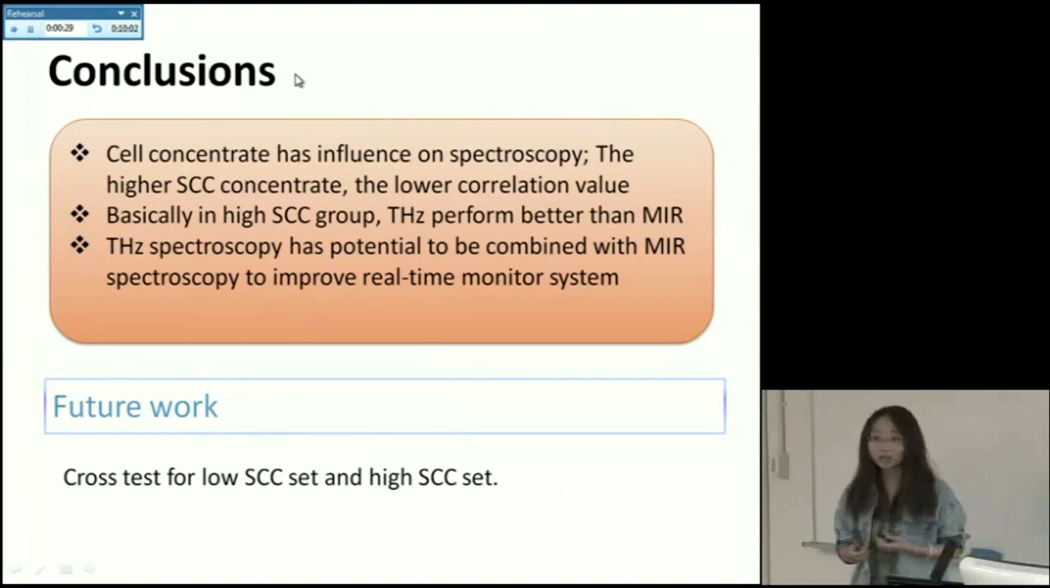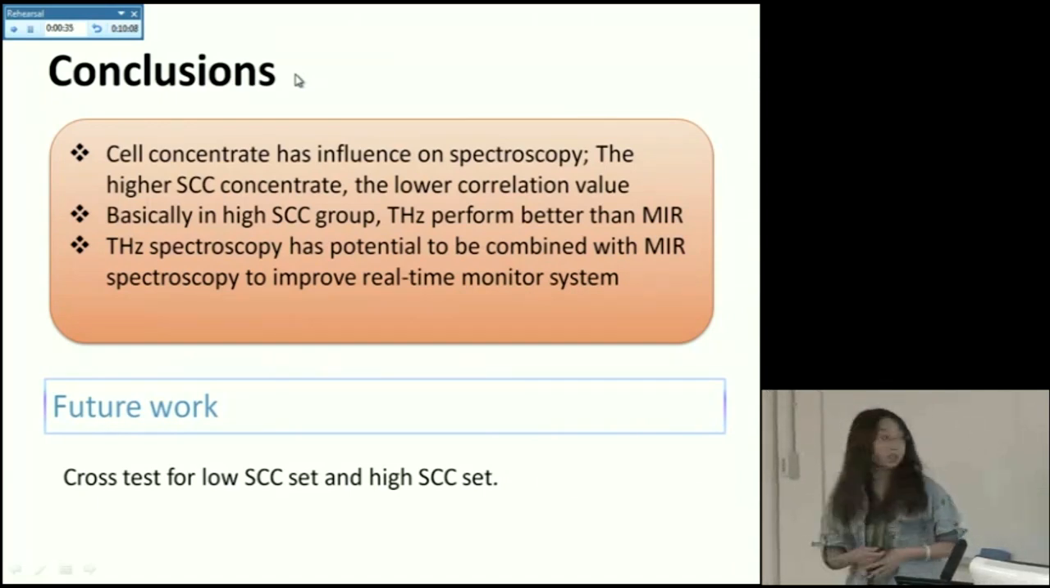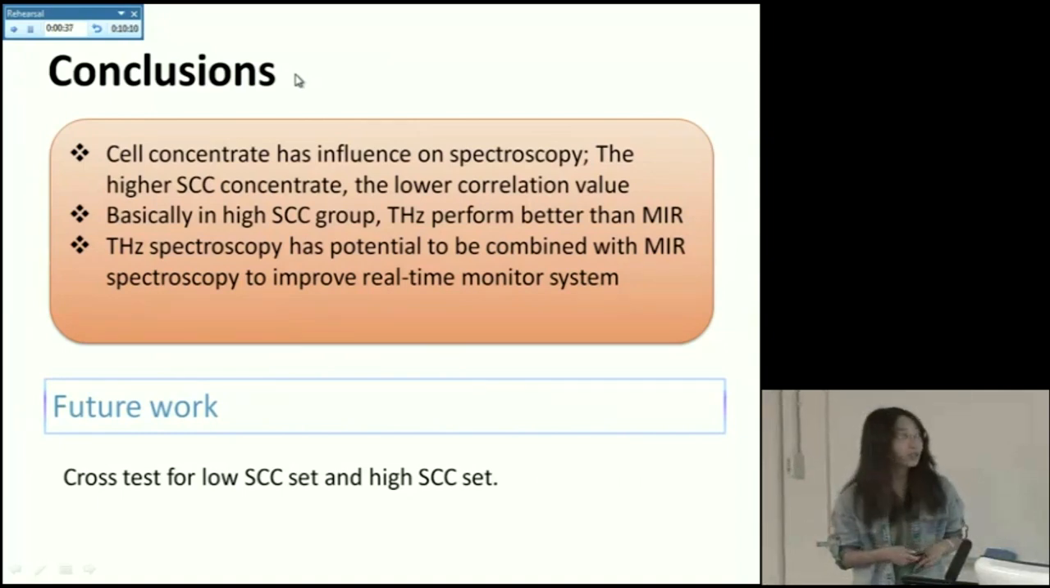The third one is, as we all know, the mid-infrared region is very sensitive for detecting small molecular compositions. But in this research, we can say terahertz also has very good potential to detect milk composition. So there is a possibility to combine terahertz spectroscopy and mid-infrared spectroscopy to improve a real-time monitoring system. The future work of this research is to cross-test the low ICC set and high ICC set to see the further relationship of these two groups.